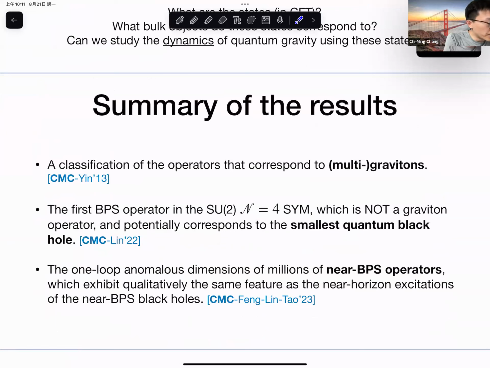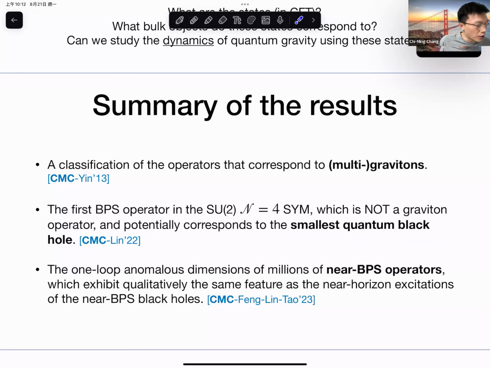So first, I will show you a complete list of operators that correspond to multi-graviton states in the bulk. And the multi-gravitons, of course, are the states that are not that interesting, because our main subject to study is the black holes. Since we have a list of all the multi-gravitons, when we try to construct states, we can exclude those operators that correspond to multi-gravitons, and then focus on more interesting operators that have an interpretation of black holes. And then the second result is that the first BPS operator in the SU(2) N=4 super Yang-Mills, which is not a multi-graviton operator, potentially you can interpret it as the smallest quantum black hole.